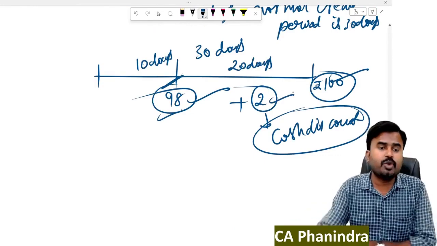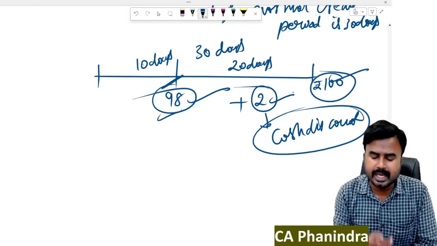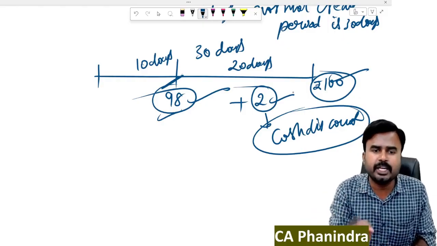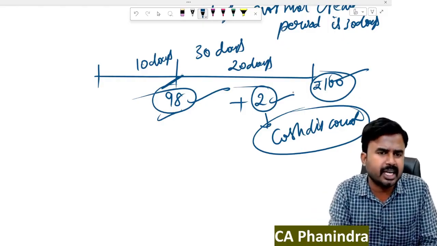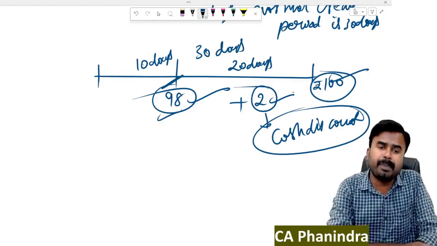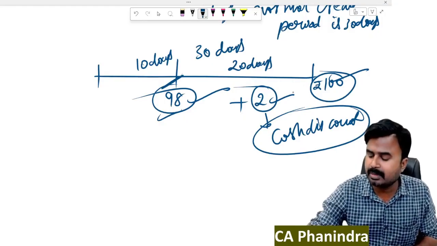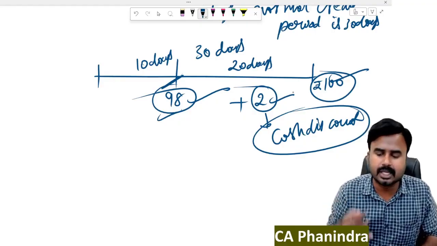This cash discount is in the form of interest cost. Why? Because if he is not willing to pay the money within 10 days, he is supposed to pay 100 rupees instead of 98. That means he is additionally paying 2 rupees. This is technically known as cash discount, but in implicit terms, it is an interest cost. That means the supplier is indirectly charging interest cost to me.